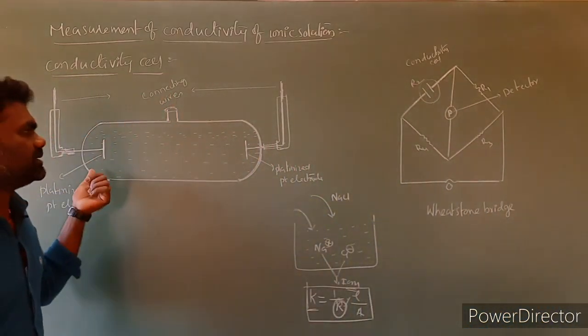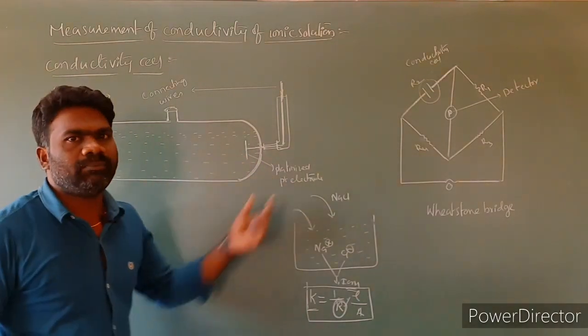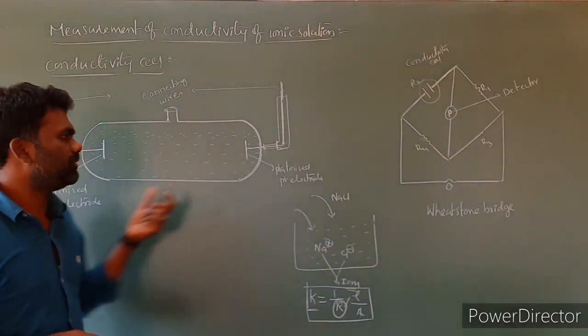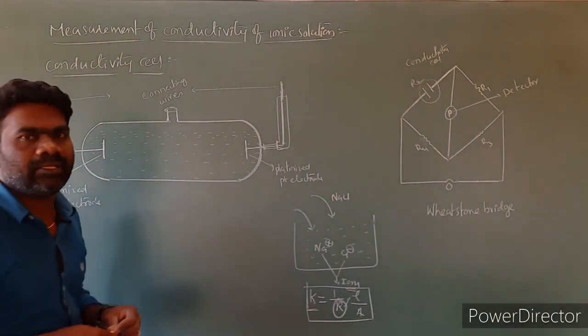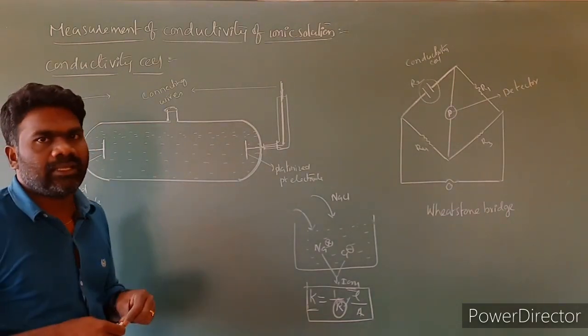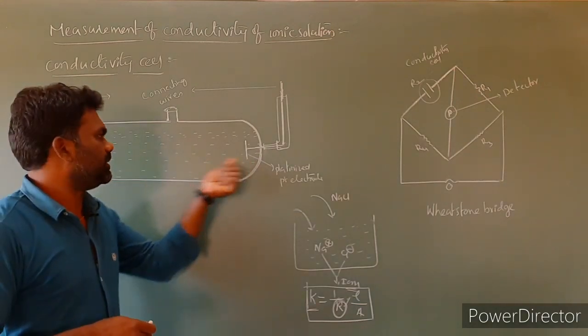This conductivity cell consists of two platinum electrodes coated with platinum black. The area of cross section of the electrode is A, and the distance between the two electrodes will be taken as the distance from here to here.